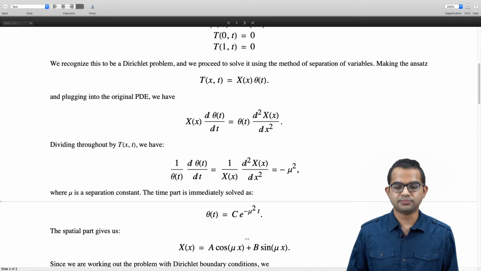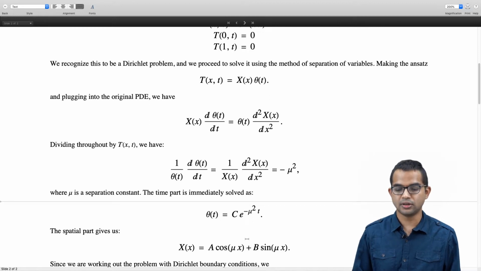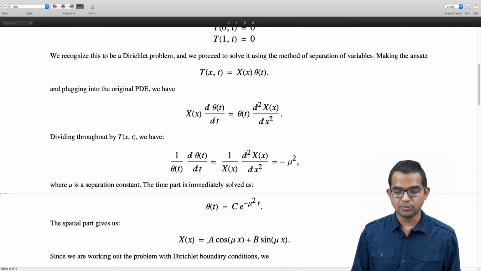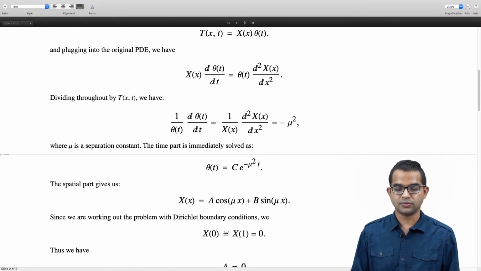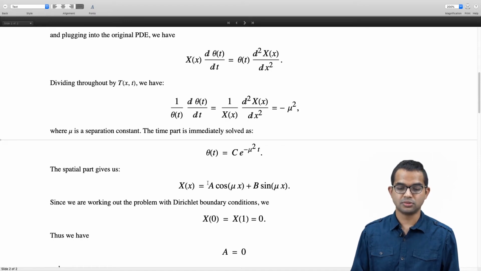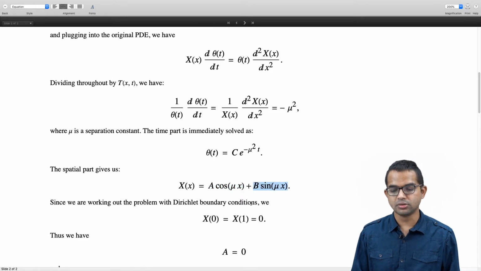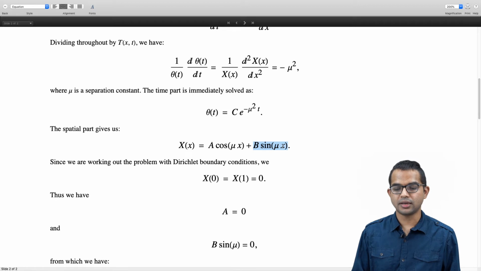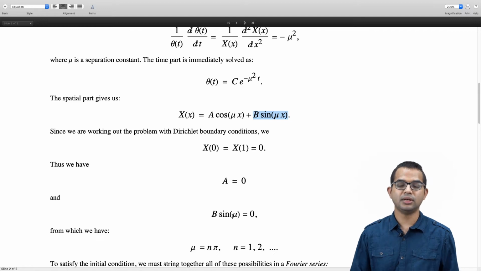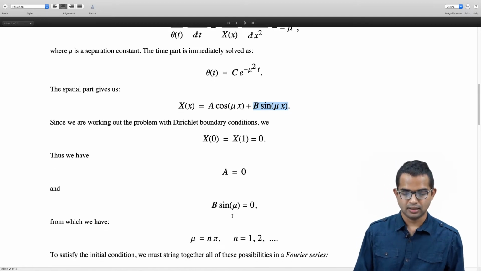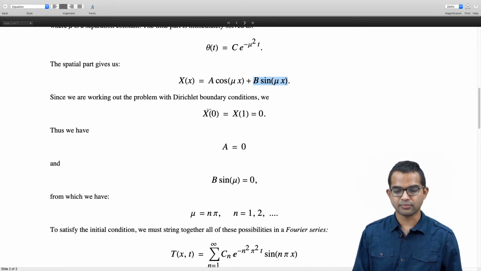Now the spatial part can have a cosine solution or a sine solution, an arbitrary linear combination is possible in general, and to fit the boundary conditions here you must have X(0) equal to 0. So if X(0) equal to 0, then A must be 0. So cosine will not work here, so we have to work with sine, and also when x equal to 1 this must go to 0, so B times sine of mu must be equal to 0, so mu must be some integral multiple of pi. So that's it. We have got the boundary conditions.